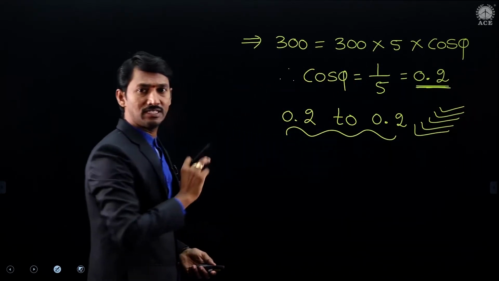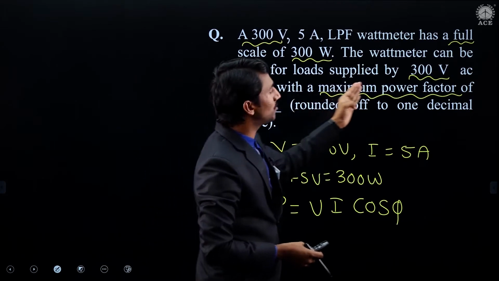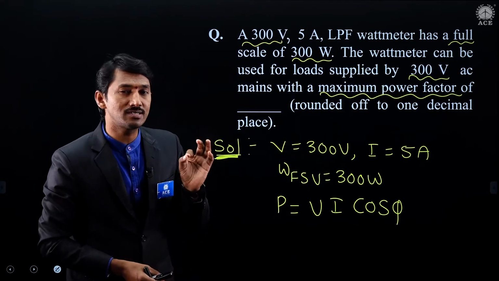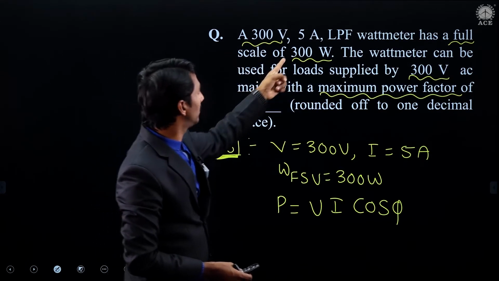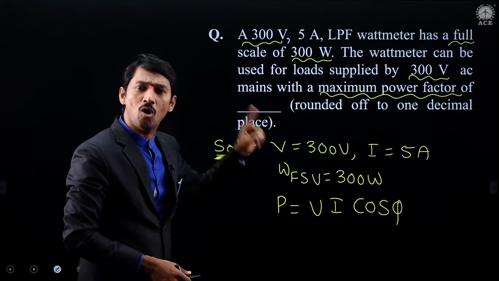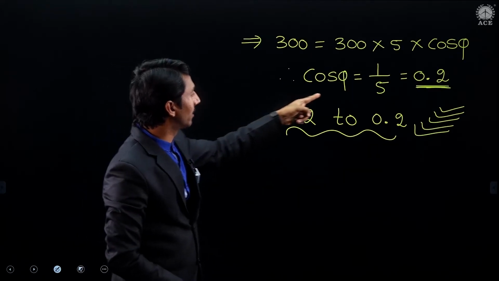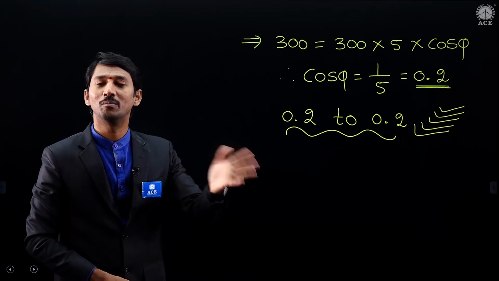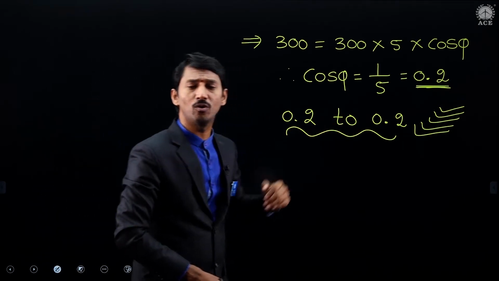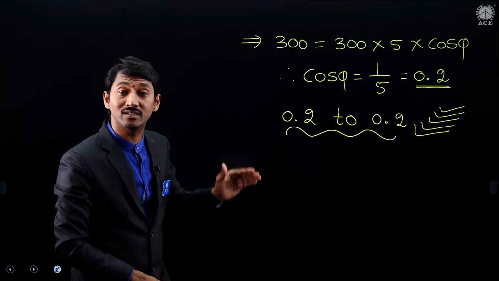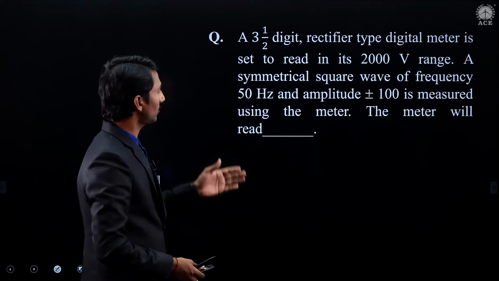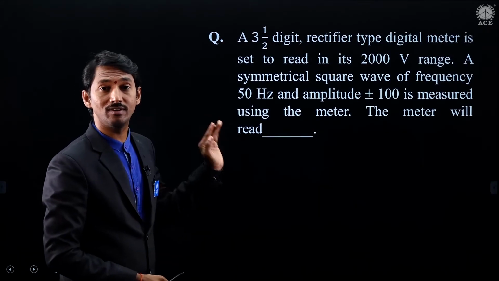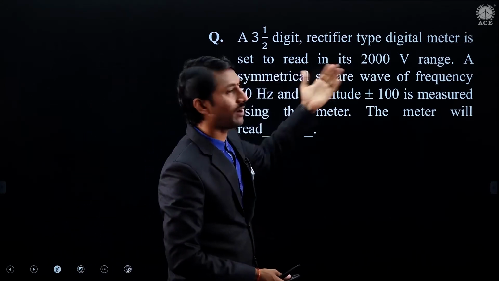In the question, the twist is only, how much is the maximum power factor he is asking. You need to understand only the full scale value of power, and the rated value of voltage and rated value of current. If you are substituting all full scale related values, automatically we are going to get the power factor also as maximum value. That's why the range of the power factor is 0.2 to 0.2. We can measure with this corresponding LPF wattmeter. Clear?